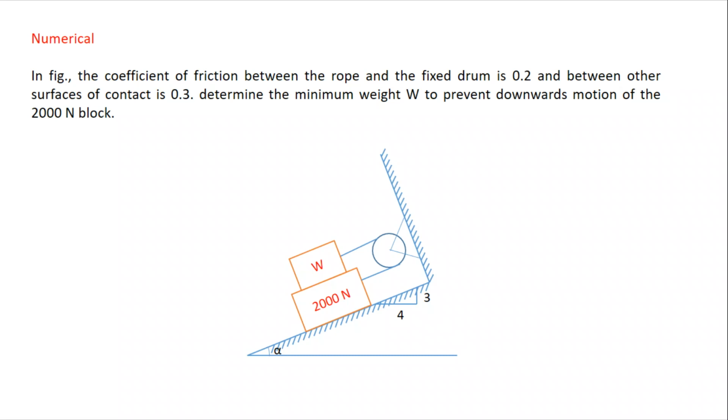Here we will consider the block having weight W as block A and the 2000 Newton block as block B. What is asked? The minimum weight W to prevent the downward motion of the 2000 Newton block. Here you have to restrict the sliding motion of the 2000 Newton block, which is sliding downward. And here the slope is given, the angle is given in terms of slope. What is the slope? 3/4. So we will calculate the angle using this slope.